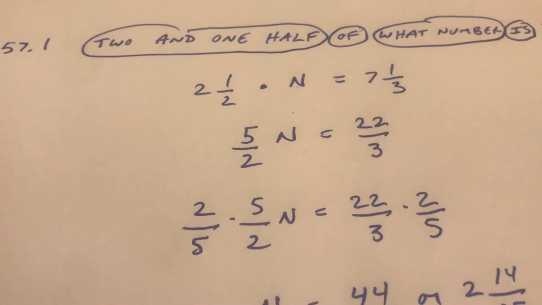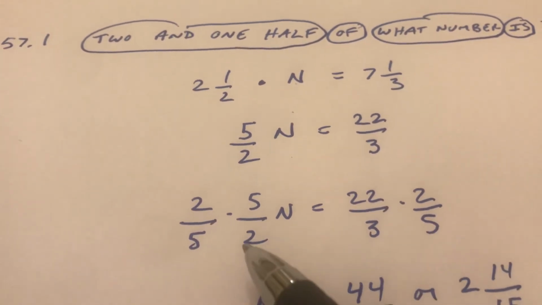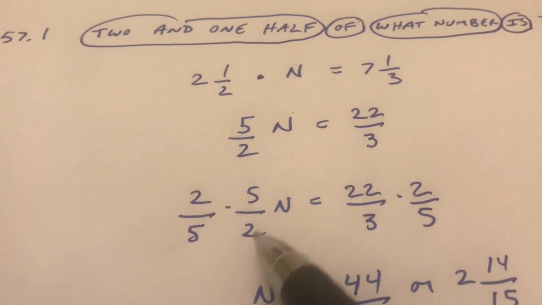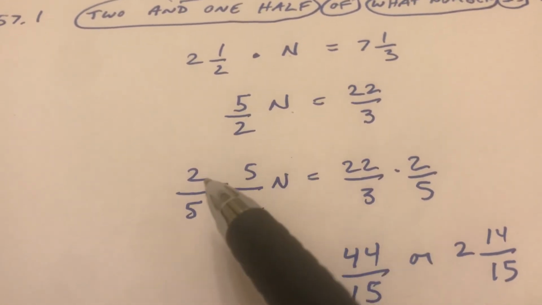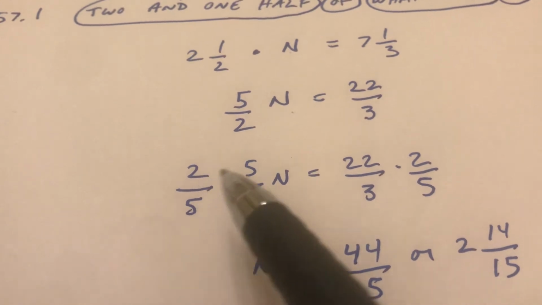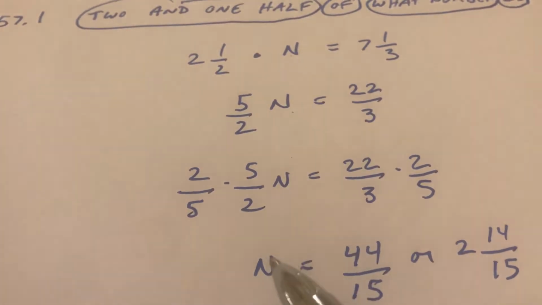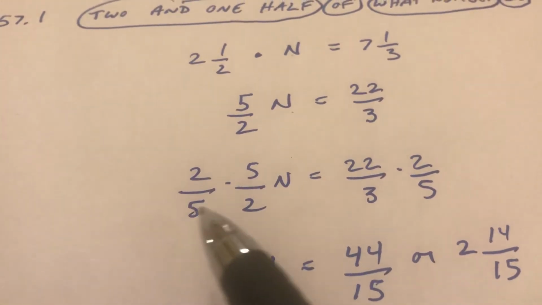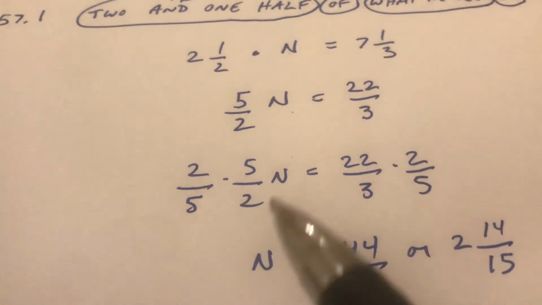Now our goal is to get n all by itself, and we saw in the last lesson that if you just multiply 5/2 by the reciprocal, which is the number flipped over, 2/5, when you multiply you'd get 10 over 10, or 1, and 1 times n is just n. So by multiplying by the reciprocal it makes that 5/2 disappear. So that's how we get n.